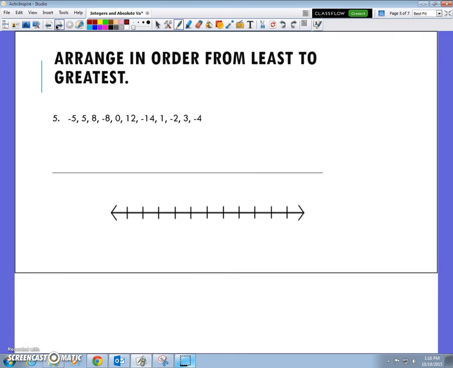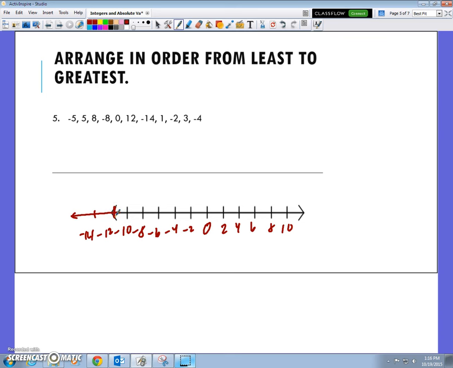Let's take a look at the next part. It says, arrange the numbers in order from least to greatest. You know what would really help us with this? Probably a number line. So let's put 0 hopefully near the middle here: 0, 2, 4, 6, 8, 10, negative 2, negative 4, negative 6, negative 8, negative 10. We're going to need a couple more: negative 12, negative 14. Luckily that arrow says we can keep going forever if we want to.